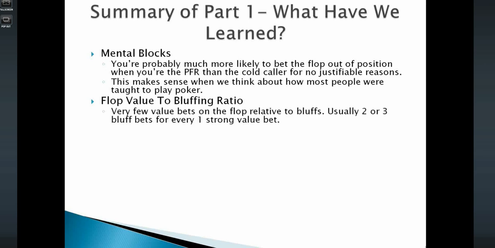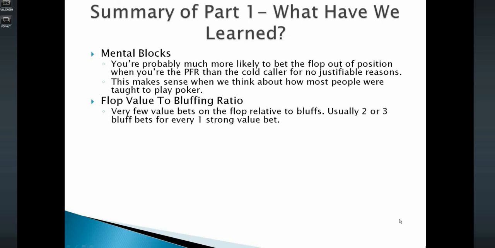Very few value bets on the flop relative to bluffs. Usually two or three bluff bets for every one strong value bet. This was a very important ratio because it told us that we should have several bluffs for every one hand we value bet on the flop.